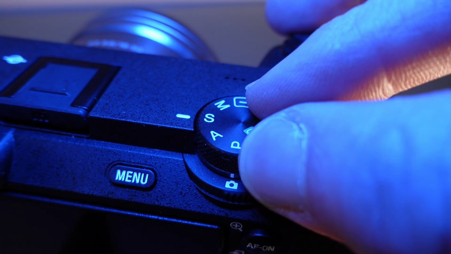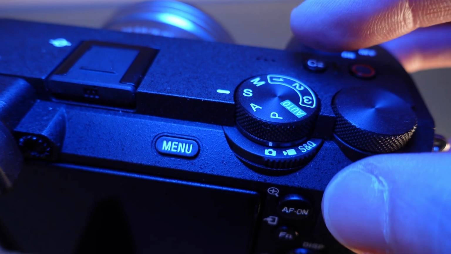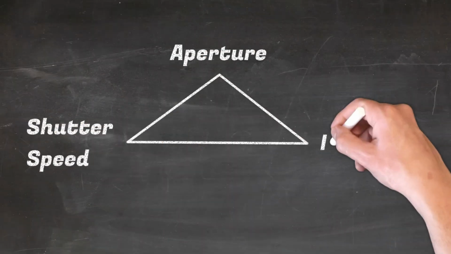Hi everyone, do you want to take control of your camera and finally understand what all those settings really do? Well, in this video, I'm going to be breaking down the exposure triangle. That means shutter speed, aperture and ISO in a way that actually makes sense. Well, let's get straight into it.